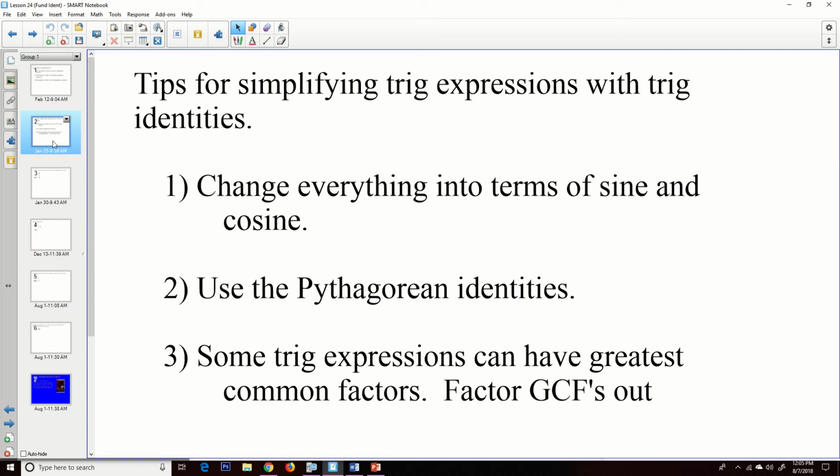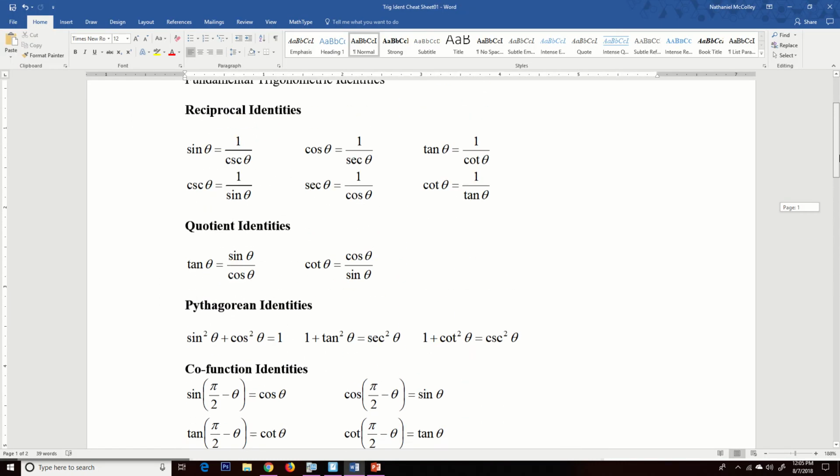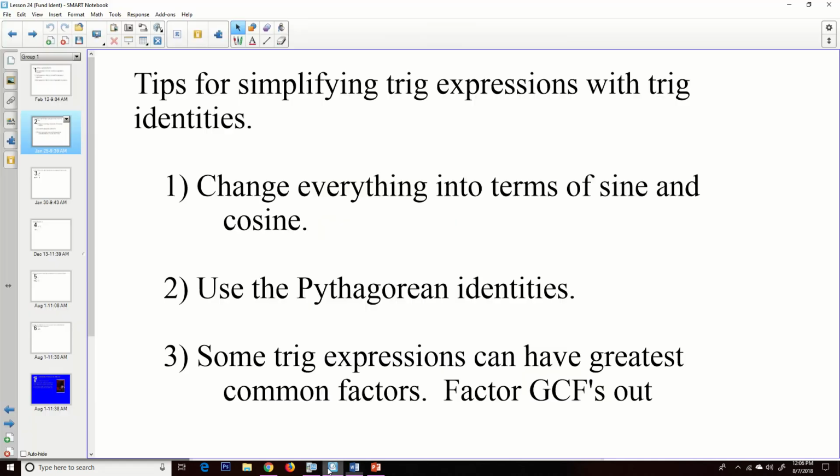We'll still be using our fundamental identities, but if we use the quotient identities, we can take tangent, change it into terms of sine and cosine. Secant, cosecant, and cotangent, turn it into terms of sine and cosine through the reciprocal identities. So that's one thing that you can do to help. We can use the Pythagorean identities. If you see something squared in it, or some trig function squared, you might want to take a look at the Pythagorean identities.